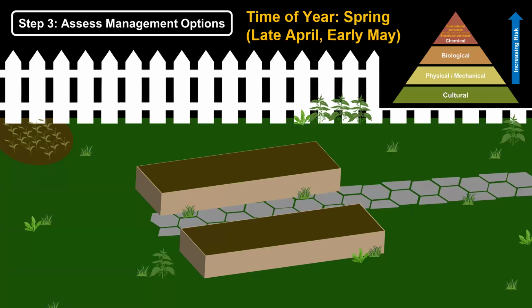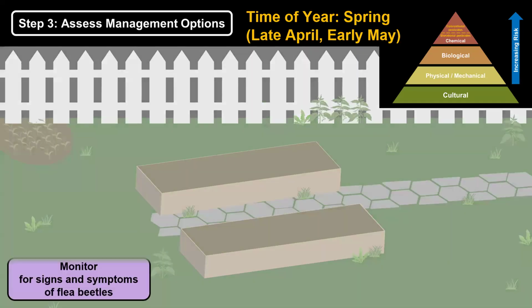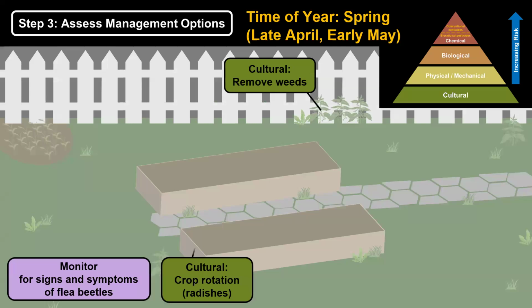Go through these. And then as we get into the spring, thinking about the future for our client or for ourselves, what is coming in the spring that we can do? Talking specifically about late April, early May for our flea beetles. We'll just go through some examples. We can monitor for signs and symptoms. We can continue to remove those weeds. We can think about crop rotation, maybe moving our radishes to a particular different growing bed or area of our landscape.